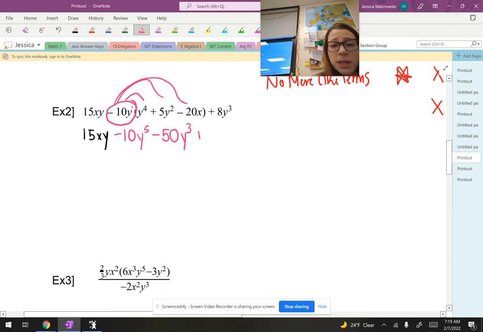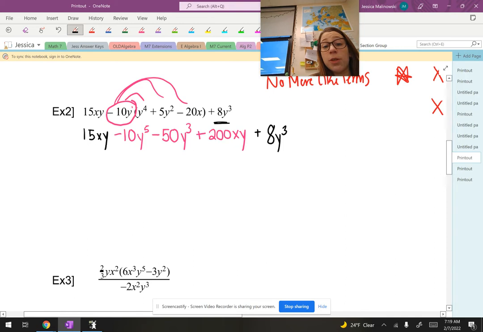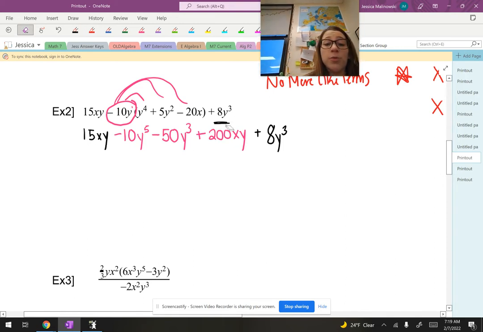And a negative times a negative is a positive. 10 times 20 is going to be 200. And x times y is just xy, or yx, either way, doesn't matter. Carry down that 8y cubed. That one's not getting distributed or multiplied by the negative 10y because it is not inside that grouping. Remember, we do not want to share our pizza with those peeps.